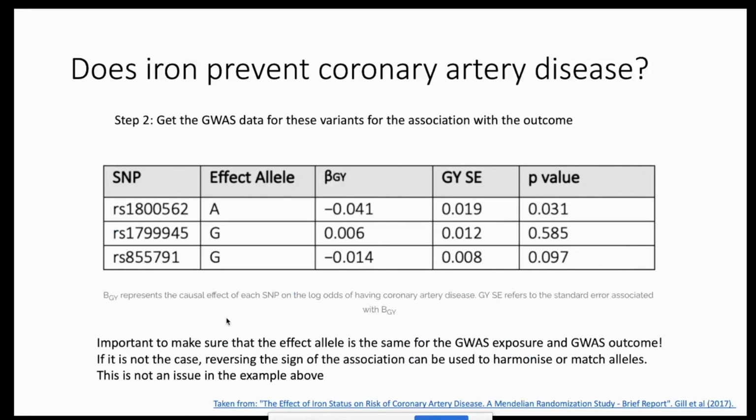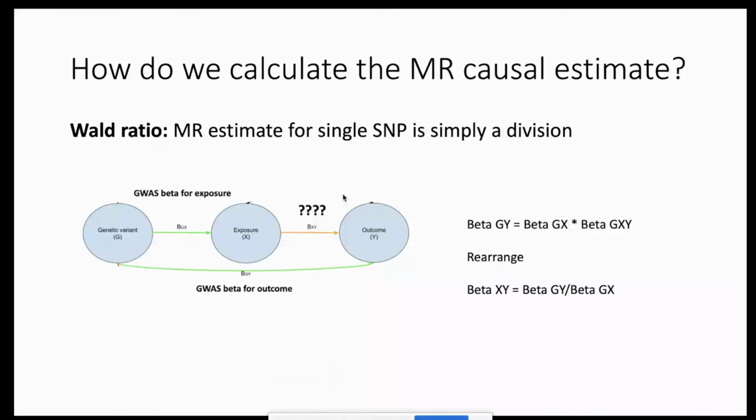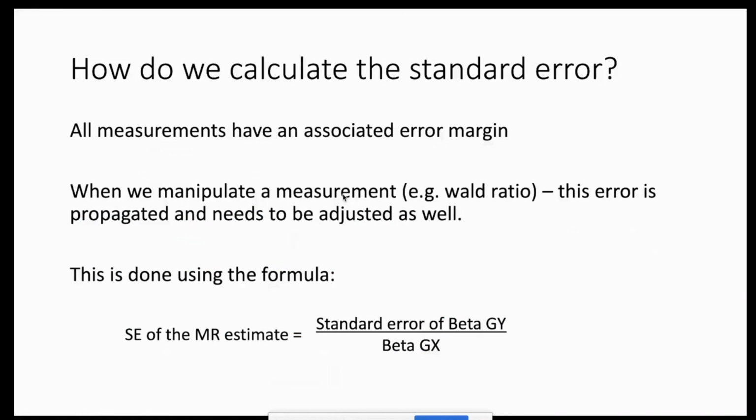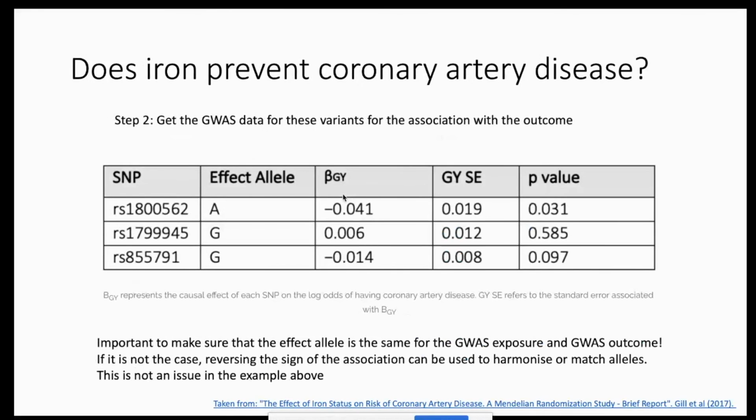And then step 2 is we're going to get the genome-wide association data for the outcome. This shows the association between the same variants and coronary artery disease, and this was obtained from summary level statistics for genome-wide association studies. And again, we find beta GWAS, so that is the association between G and Y, between a genetic variant and the outcome. And then this is the standard error and the p-value.